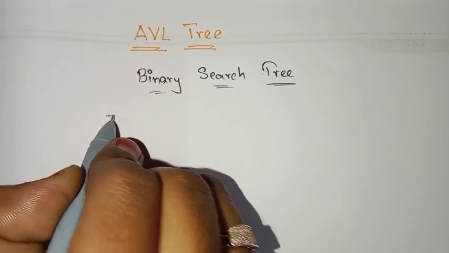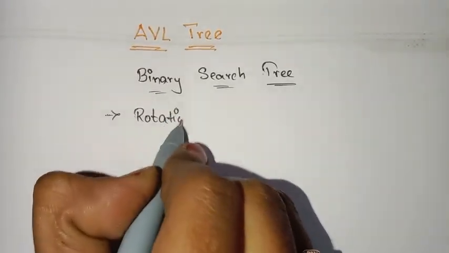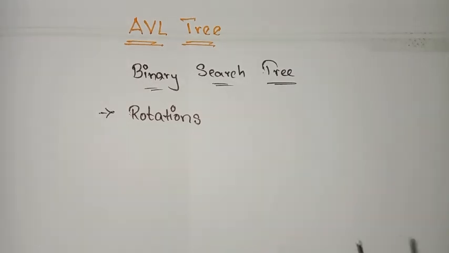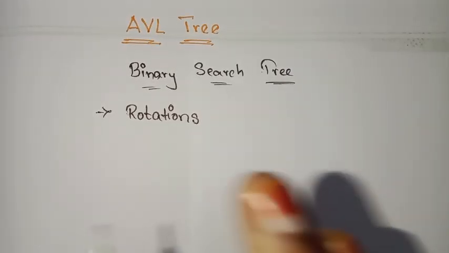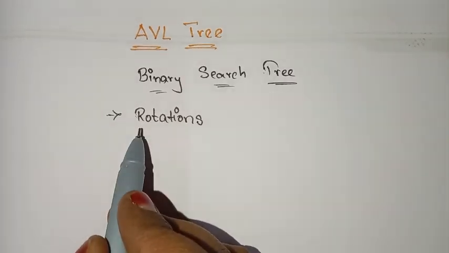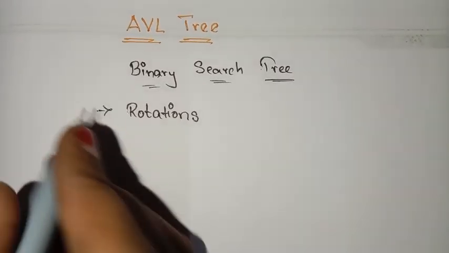In this AVL tree, the first thing we will find is rotations. We need to rotate the nodes: left rotations, right rotations, left-right rotations and right-left rotations are going to be performed here. Based on the rotations only, we are going to construct this AVL tree.